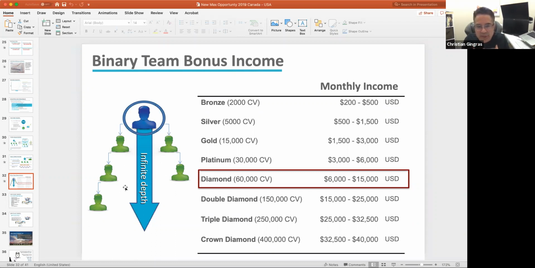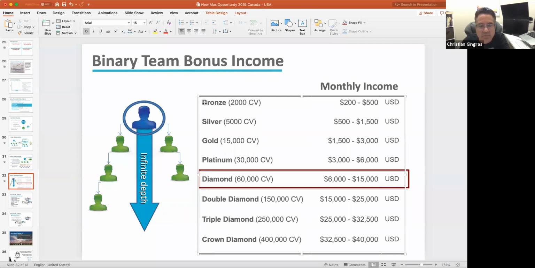And the people who have done that happen to be my diamonds, my doubles, triples, and crowns, because that's what they're teaching. And as they're teaching that, their audience are getting it, some are getting it, and the ones that are getting it are going to do it. And that's the reason why you're going to hit the level of bronze. How do you get the level of bronze?